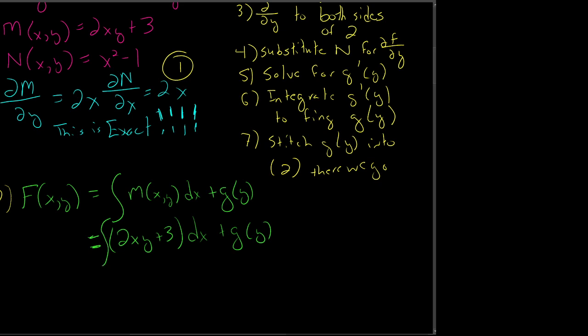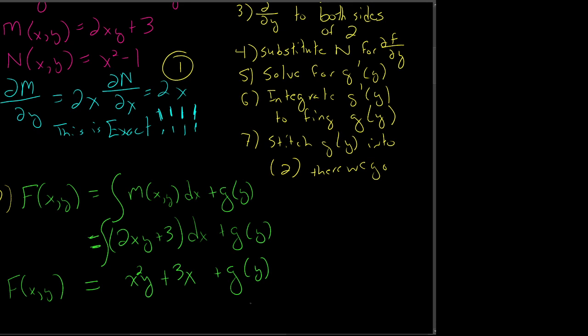Whoops, keep my integral sign out here. So let's integrate this in terms of x. We're thinking of y as being a constant. If I have x to the first power, I'm going to get an x squared, and I'm going to divide by 2. So that gives me x squared y for this term. If I have a constant, I get 3x plus g of y. And so I have kind of where my solution is going to go.